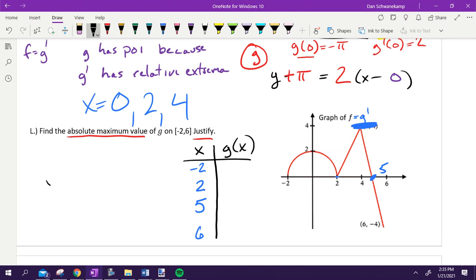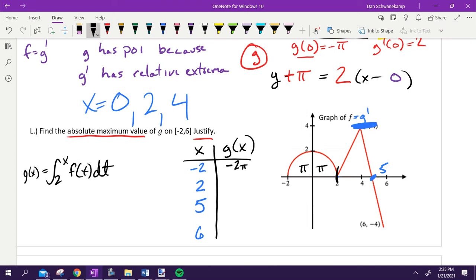Remember what it said G was? G of x is equal to the integral from 2 to x of f of t dt. So we found my spots. Now all we got to do is plug them in. So I want to find G of negative 2. What is G at negative 2 going to be? The area under the curve from 2 to negative 2. Negative 2 pi, because 1, 2 pi, negative 2 pi.